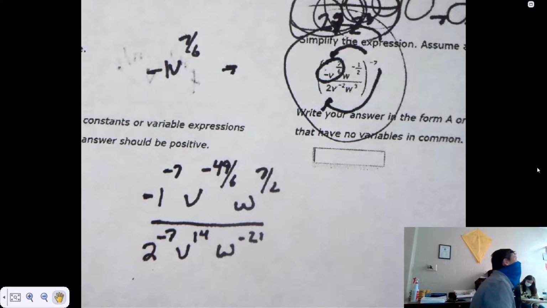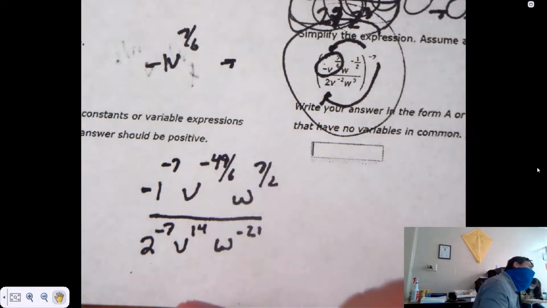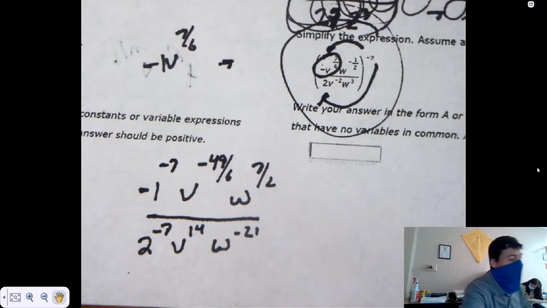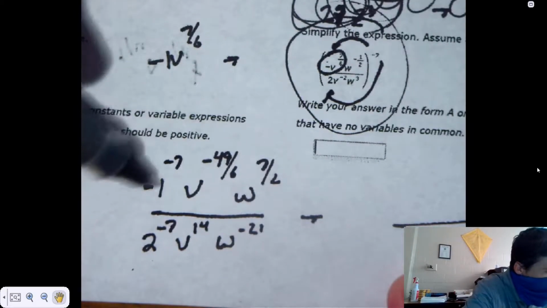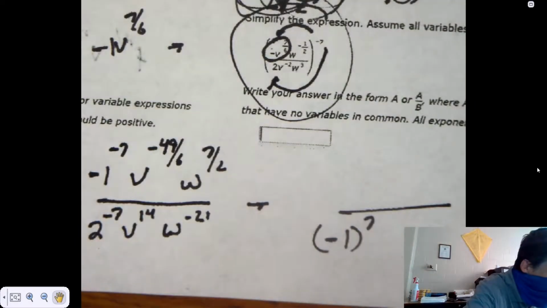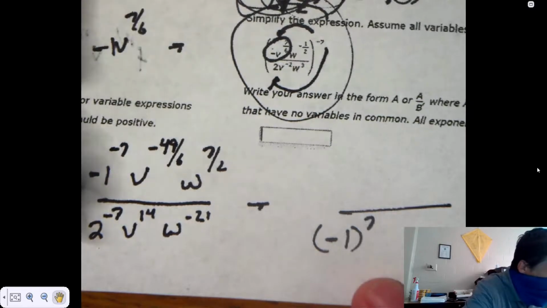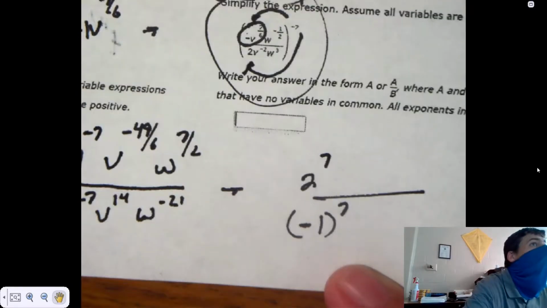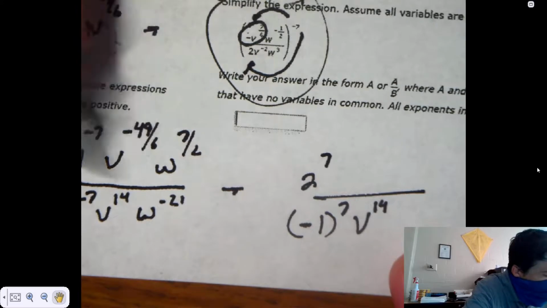Really, all you've got to do is start moving things around. You were supposed to write these so that the exponents are positive. So if you've got a negative exponent up top, move it to the bottom, and vice versa. Now, this negative 1 to the negative 7th power is actually a negative 1 to the positive 7th power. We'll worry about what that is in a second. This 2 to the negative 7th power gets moved up top to the positive 7th. There was a v to the 14th already down low. Moving right next to it is a v to the positive 49/6. There was a w to the 7 halves up top, and moving next to it is a w to the 21st power.